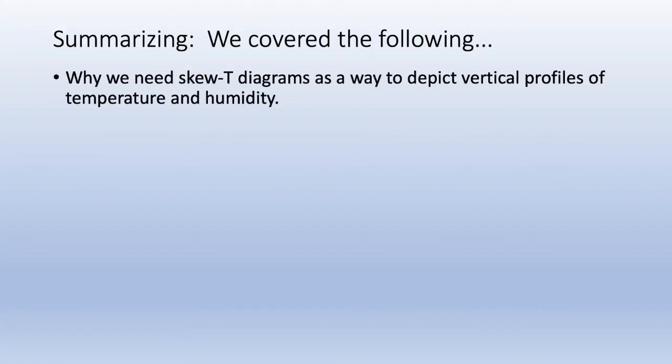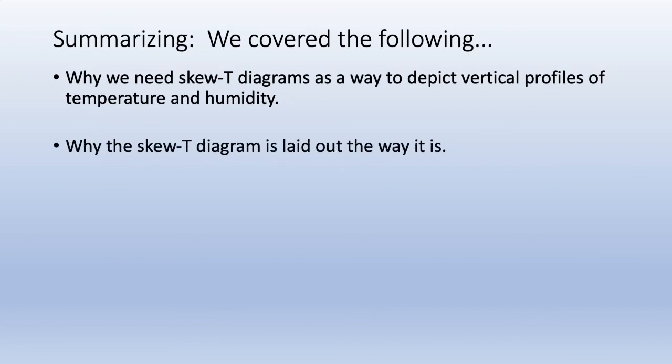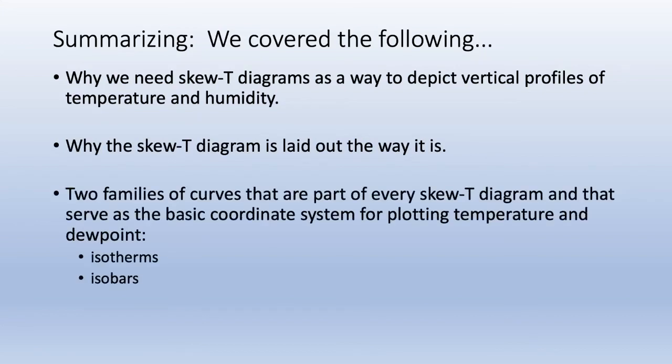To summarize, here's what we covered. We talked about why we need Skew T diagrams as a way to depict vertical profiles of temperature and humidity. We talked about why the Skew T diagram is laid out the way it is, and that's a little confusing for newcomers, especially with the sloping isotherms. I introduced the two families of curves that are part of every Skew T diagram and that serve as the basic coordinate system for plotting temperature and dew point: the isotherms, which are lines of constant temperature, and the isobars, which are lines of constant pressure.